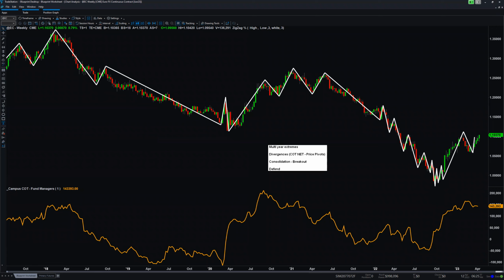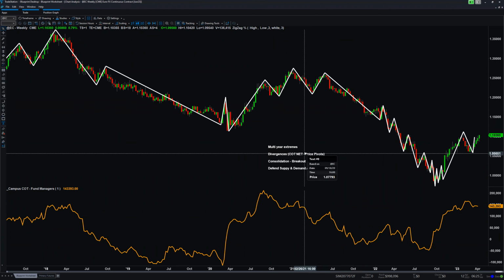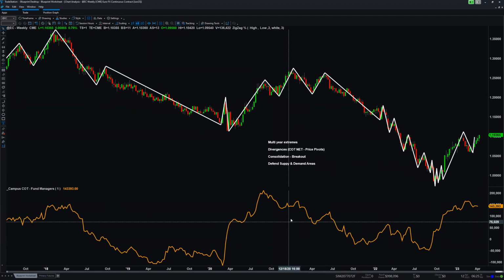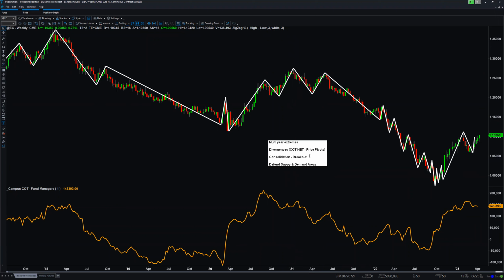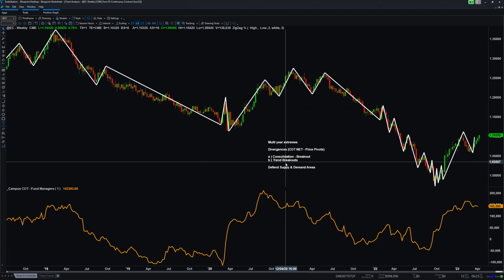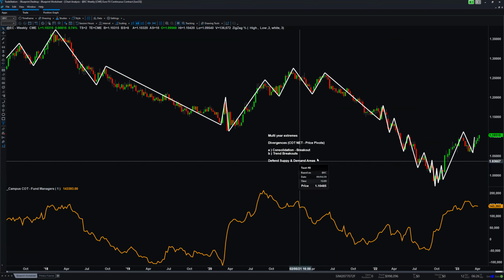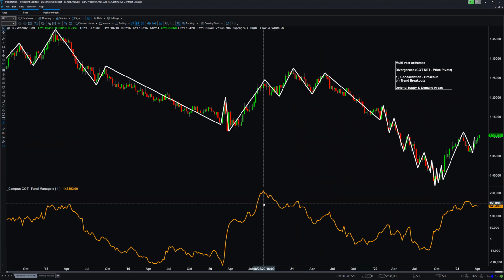and then we're going to look to defend those consolidation and breakout areas, which will then be visible to us in the form of supply and demand areas. Okay, so we're going to look at multi-year extremes, and we're going to look at divergences, COT net versus the price charts and pivots. And then we're going to look at consolidation breakouts. The breakouts don't necessarily have to be consolidation. They can also be trend breakouts. And then we're going to look to defend those breakout areas by trading the supply and demand areas. Okay. And that is what most accurately works as we look at the non-commercials.